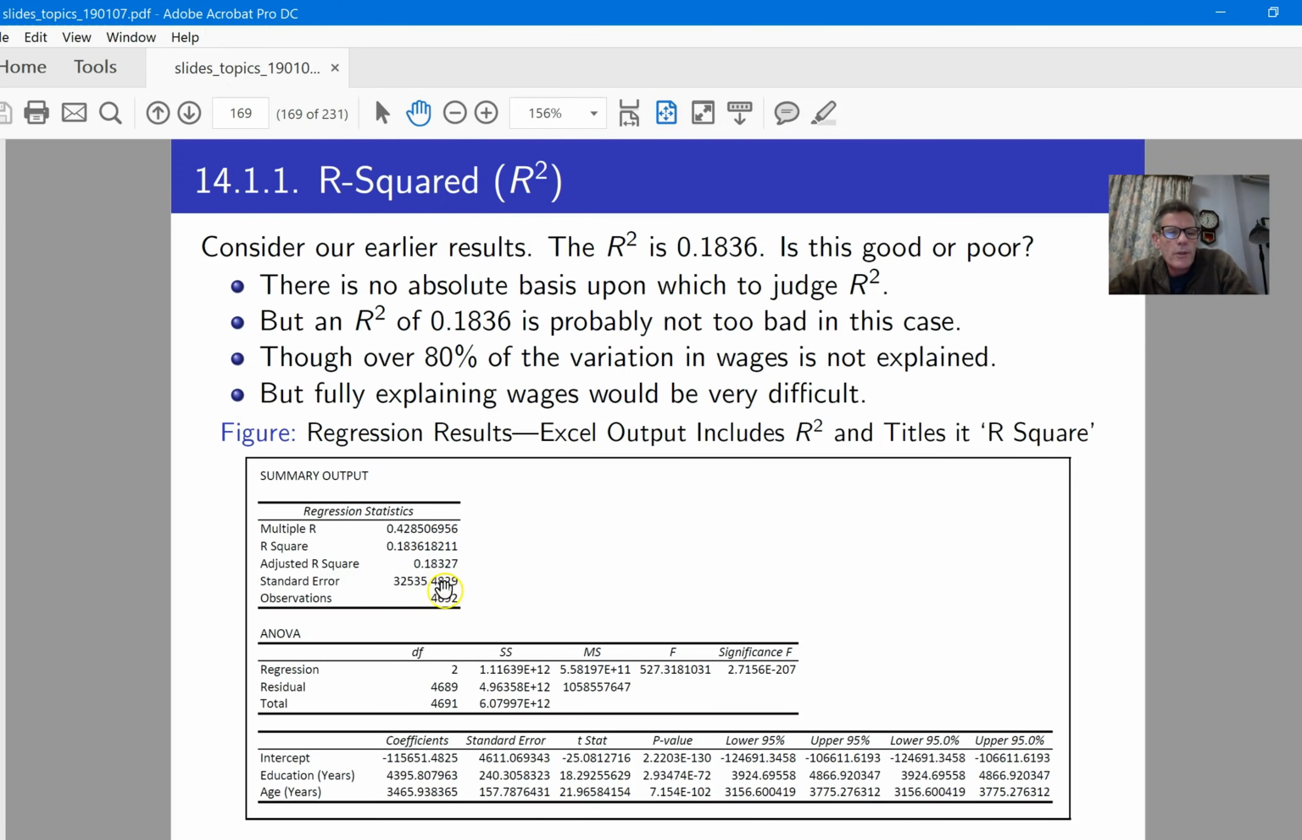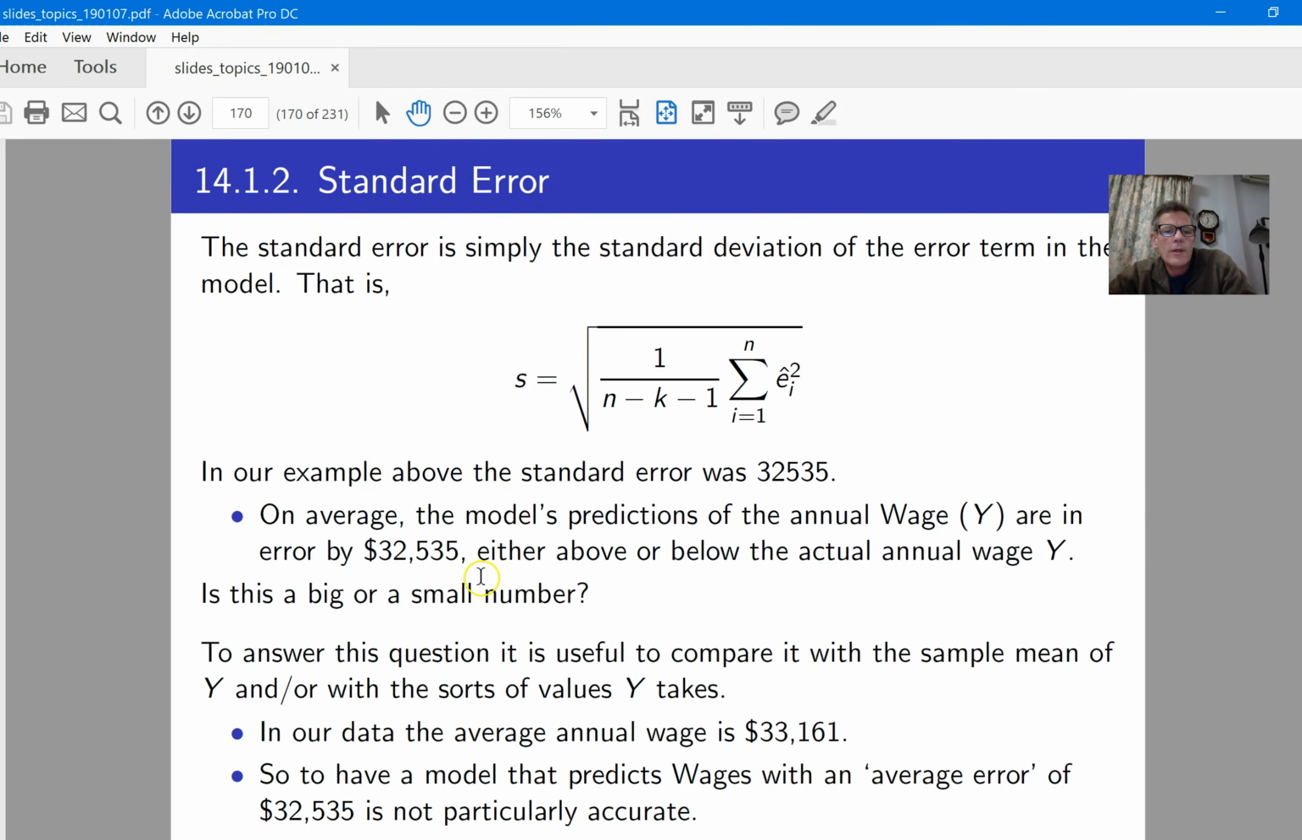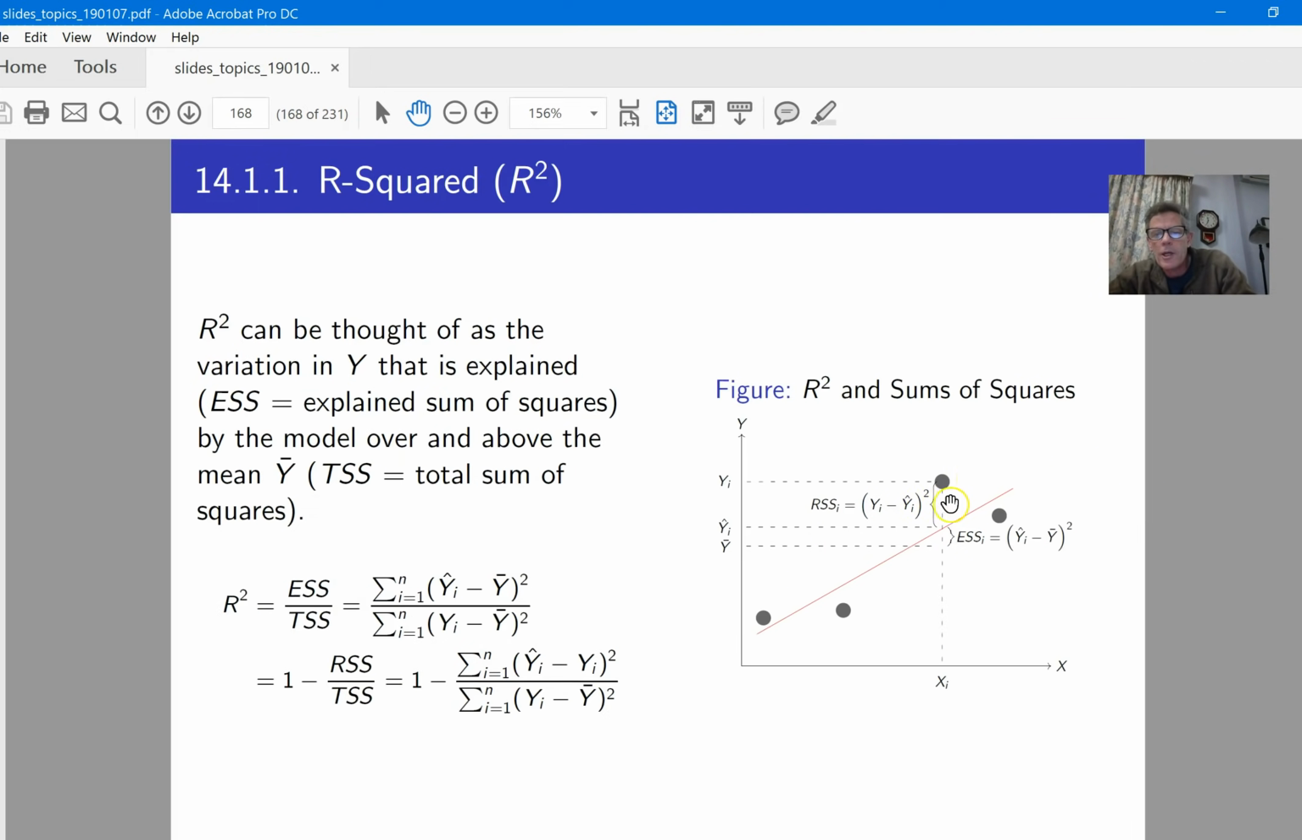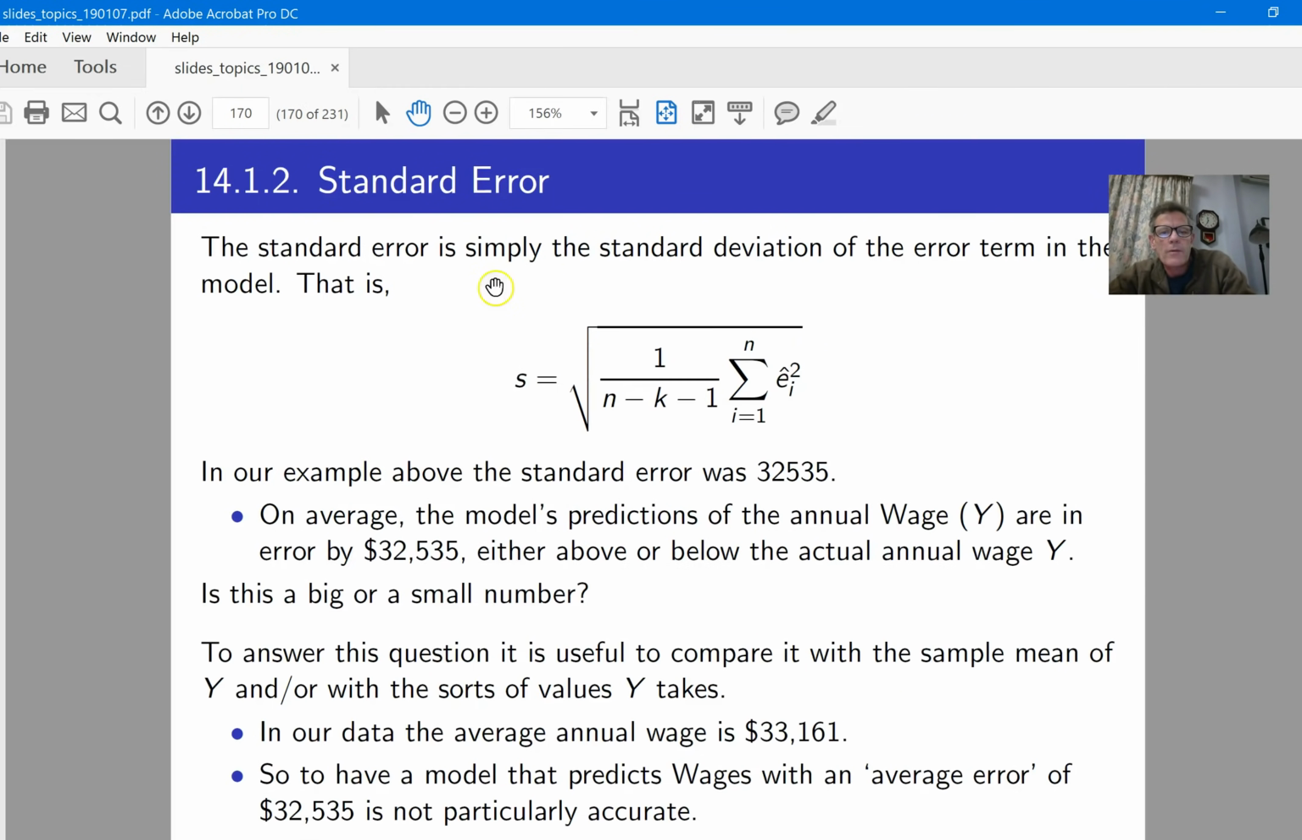The second one is this quantity here called the standard error. And the standard error is essentially related to the error from our model. Go back to this picture here. Remember, these quantities here are the errors, the difference between what actually happened and what your model predicted would happen. And what the standard error does is it calculates the standard deviation of those errors: squares them, adds them up and divides by n-1, and then takes the square root. So that's the formula there.